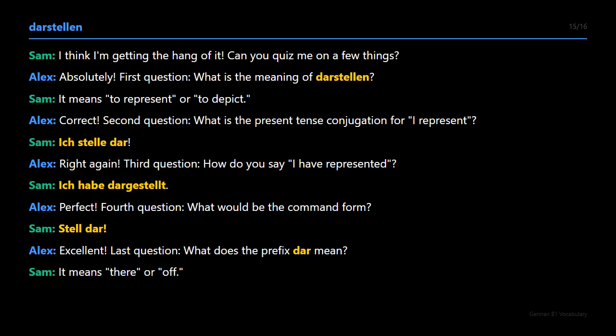Absolutely. First question, what is the meaning of darstellen? It means to represent or to depict. Correct? Second question, what is the present tense conjugation for I represent? Ich stelle dar. Right again. Third question, how do you say I have represented? Ich habe dargestellt.